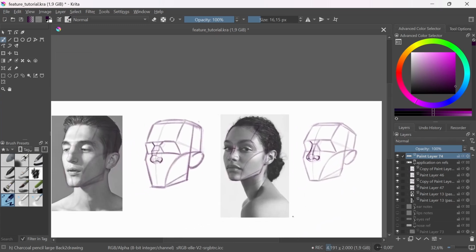So this is how you can apply this method and how you can draw the different noses. Let's go to the next one, which is eyes reference.